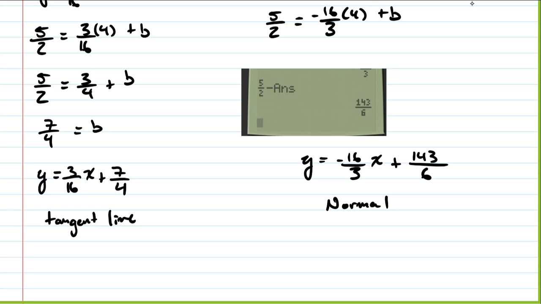So the key thing there was the normal line is perpendicular to the tangent line. So you find the slope, then do its negative reciprocal.